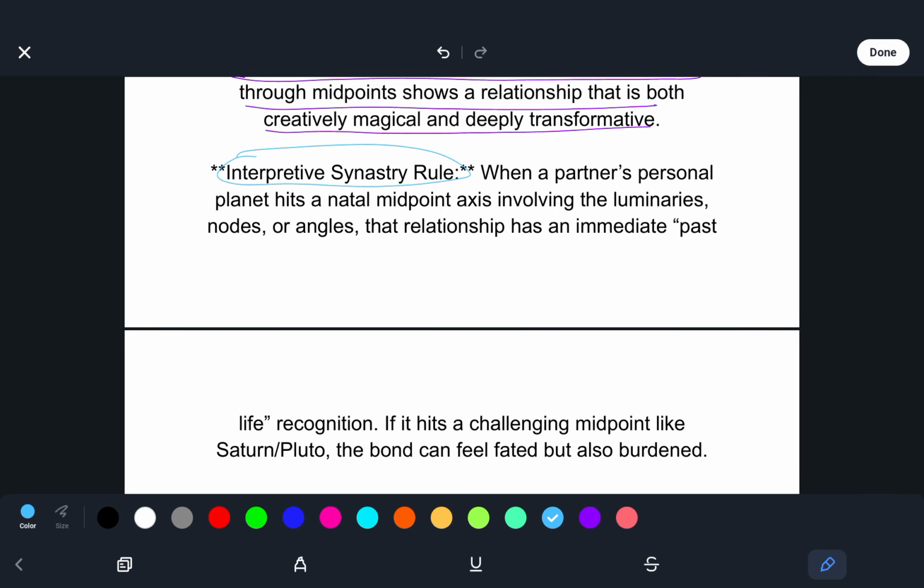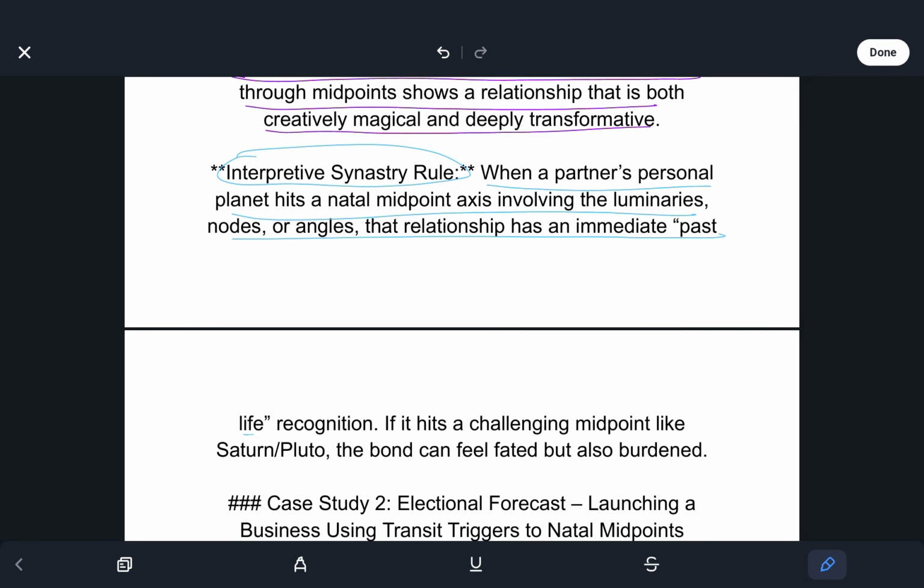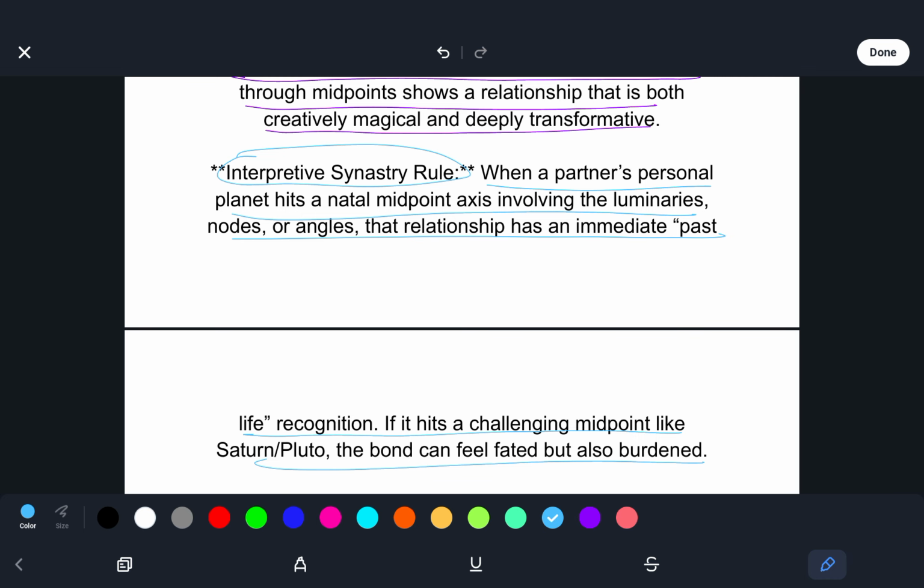Interpretive synastry rule: when a partner's personal planet hits a natal midpoint axis involving the luminaries, nodes, or angles, that relationship has an immediate past life recognition. If it hits a challenging midpoint like Saturn-Pluto, the bond can feel fated but also burdened.